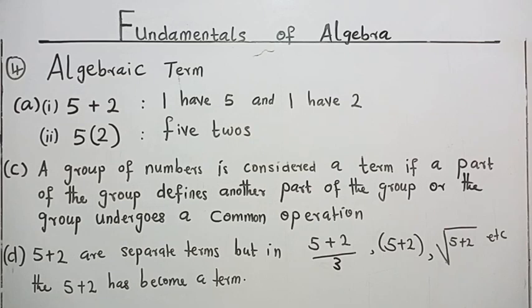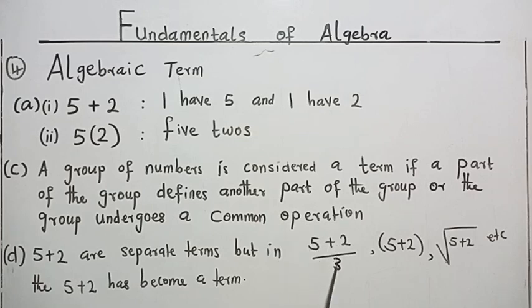We ask, why this time around? It is because it has met the second condition. That condition is that the group together must undergo a common operation. For instance, here, 5 plus 2, though being separate, together as a group, is now being divided by 3. It means that 3 divides both 5 and 2.